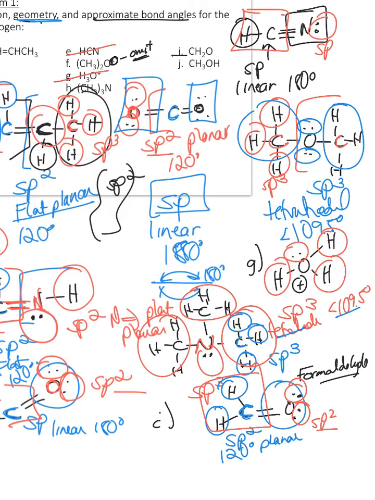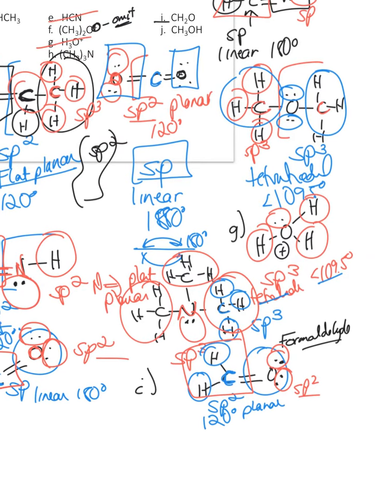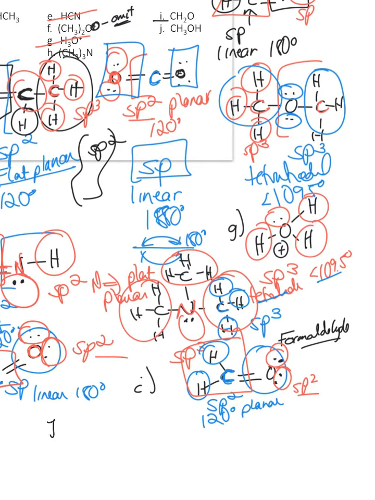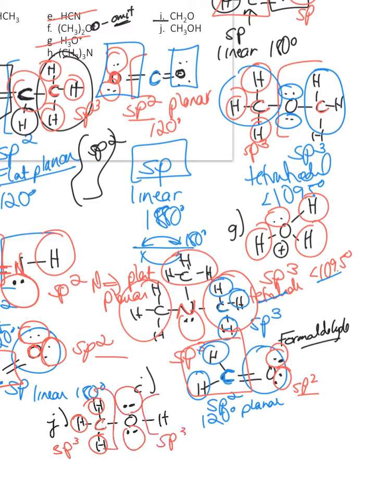And then we have J. J is methanol. So that alcohol looks like this with the 2 lone pairs. This carbon has 1, 2, 3, 4 things, so it's sp3. And this oxygen has 1, 2, 3, 4. It's also sp3. sp3 is tetrahedral, less than 109.5 degrees.